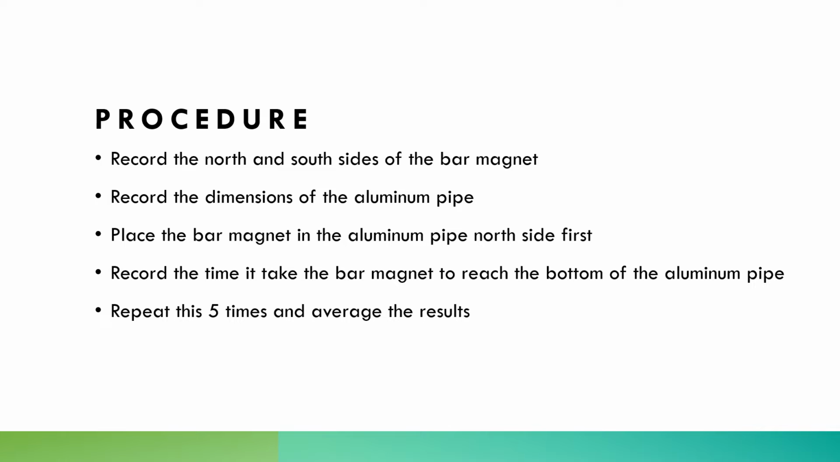So the procedure of this lab is really straightforward. First, you record the north and south sides of the bar magnet. Then you record the dimensions of the aluminum pipe. Place the bar magnet north side first into the aluminum pipe so that it doesn't scratch the inside edges of the pipe. Next, record the time it takes for the bar magnet to reach the bottom of the aluminum pipe using either a phone or any kind of camera. Repeat this 5 times and average the result just so that there aren't any outliers.